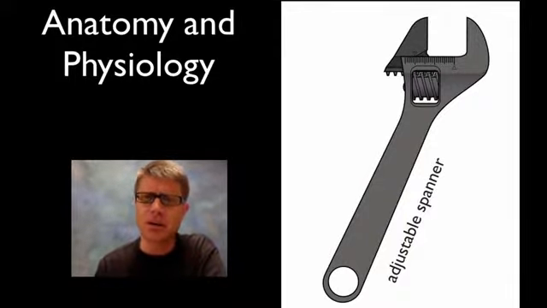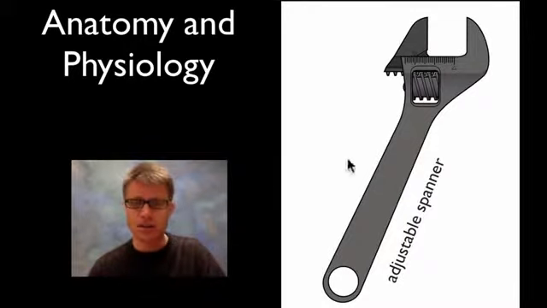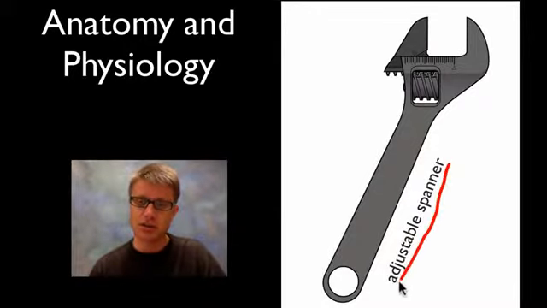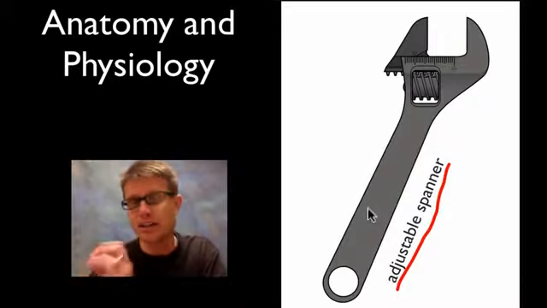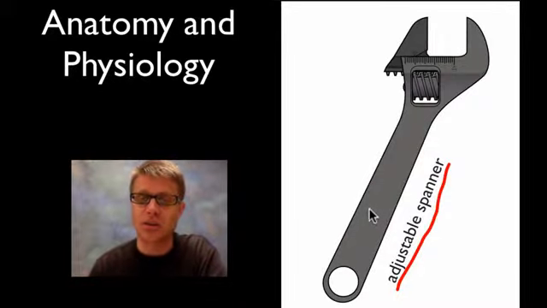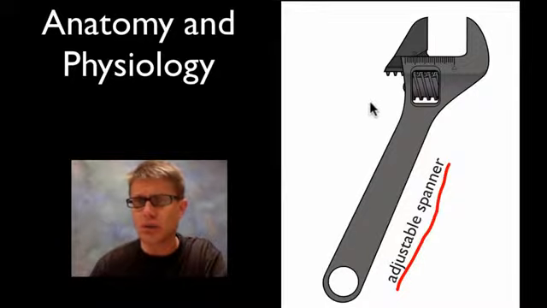Before we get there, though, I want to talk about this over here. This is an adjustable spanner. I always thought this was a crescent wrench, but a specific type of adjustable spanner apparently is a crescent wrench. So think for just a second about what are some of the structures on the wrench.